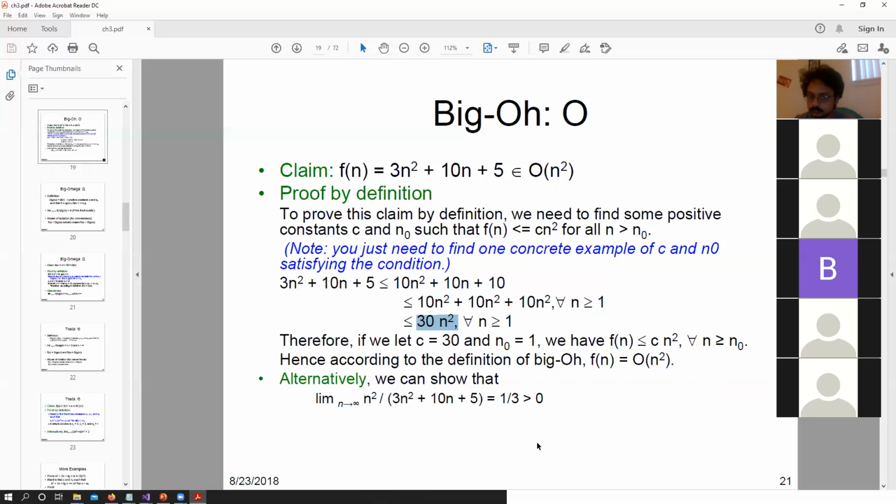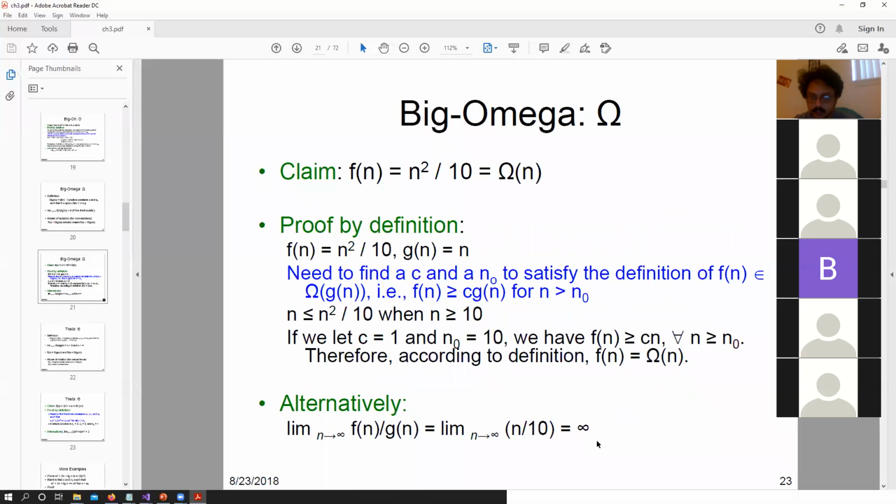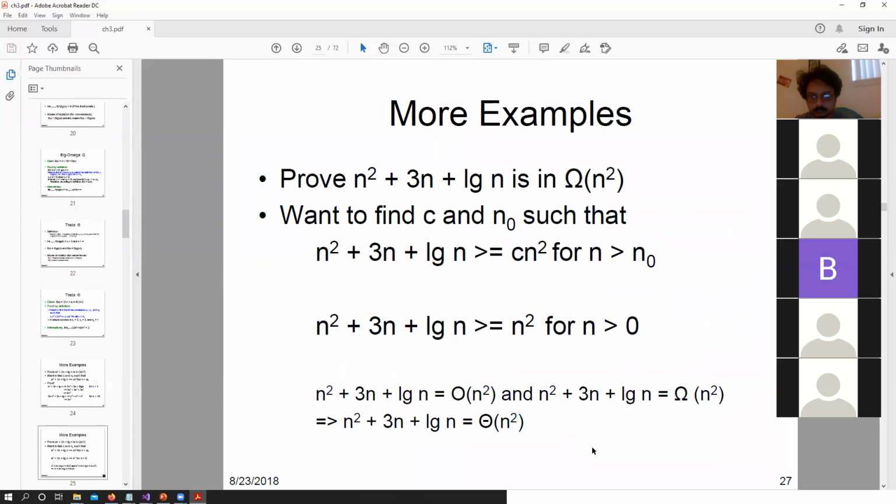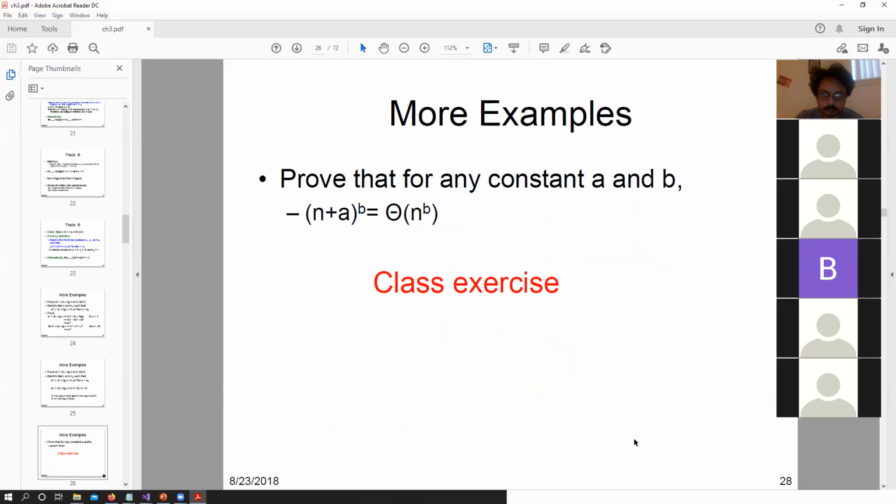Okay, makes sense. You see how 0 cannot be N0 here? Okay. Any other questions? You can have any question. You can say, I have no idea what's going on right now. I don't mind.